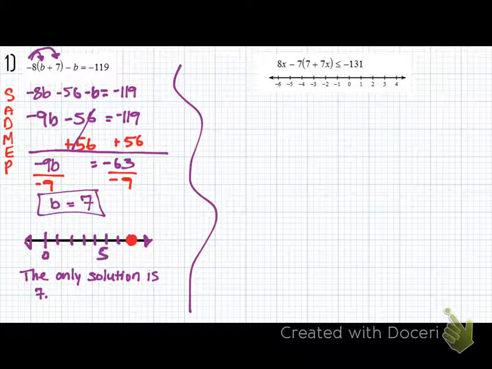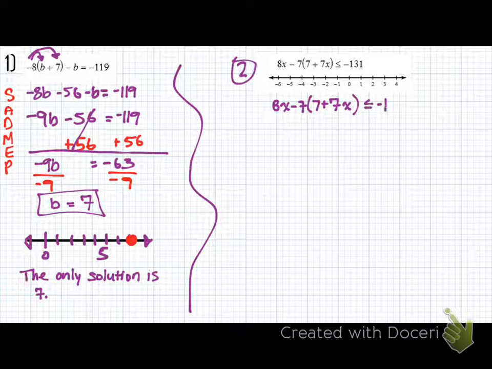Okay, so the next one. We have 8x minus 7 times the quantity 7 plus 7x is less than or equal to -131. Same idea here. I want to isolate my variable. So I have x's here, and there's an x inside the parentheses. So I'm going to have to do some distributing. So this problem is kind of stuck up here. I'm going to have to rewrite it. It's number 2. I just want to make some space for me to work.